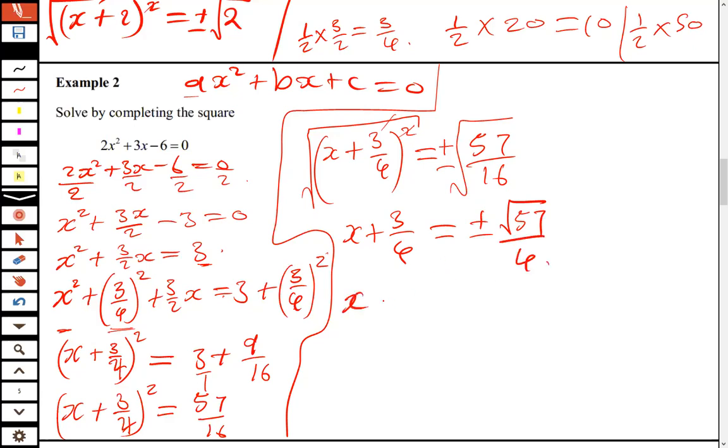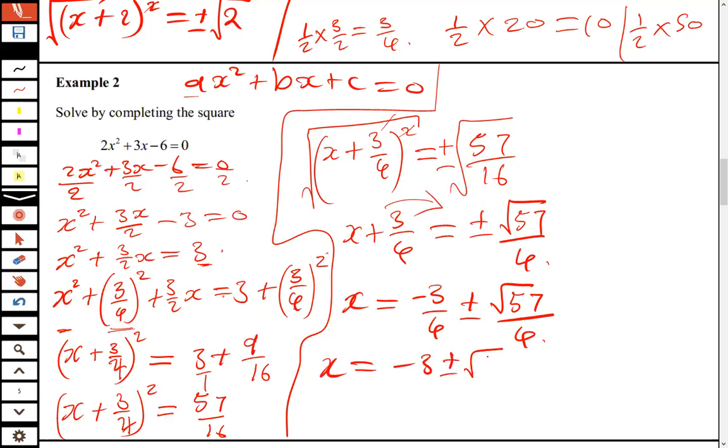So we're going to have x is equal to, when you take this 3/4 to the other side of the equal sign, negative 3/4, then we have plus or minus root 57/4. Since the denominator is the same there, we can combine them and say x is equal to negative 3 plus or minus the root of 57, then everything divided by 4. So this is the solution.